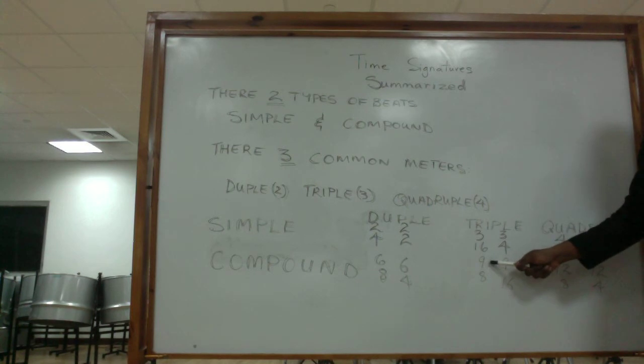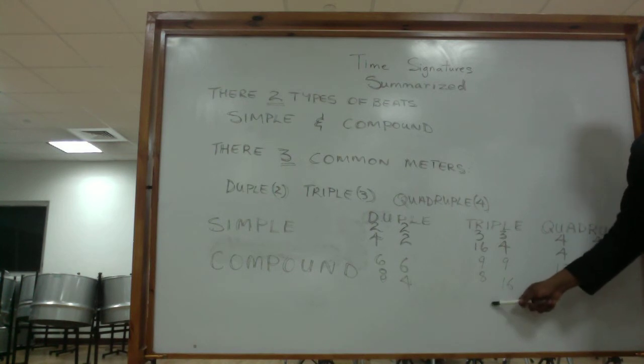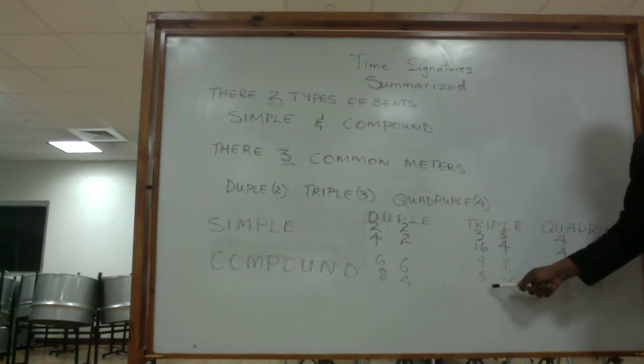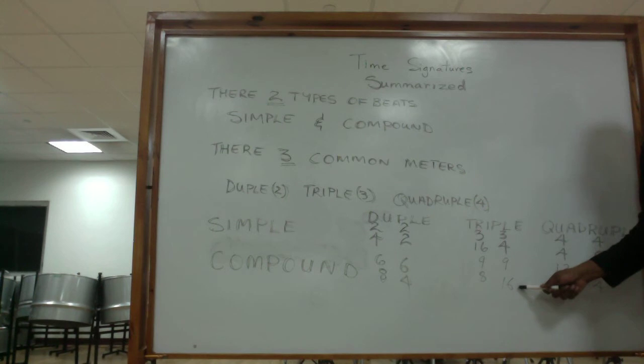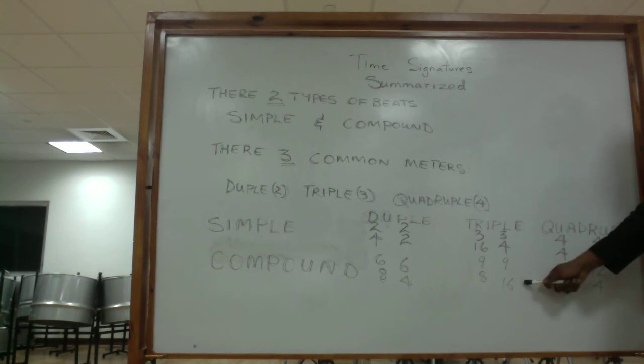Let's look at triple time for compound. We said compound has groups of 3. 3 groups of 3 gives us 9. 9/8. 1, 2, 3, 4, 5, 6, 7, 8, 9. Compound triple, groups of 9. 9/8. It can also be 9/16. Yeah? So you see the difference between triple and our compound.